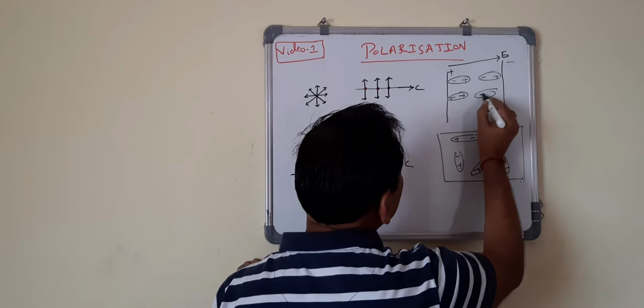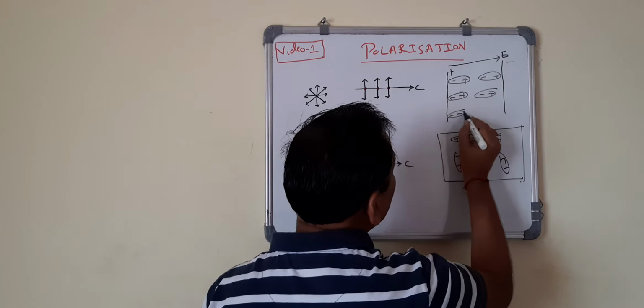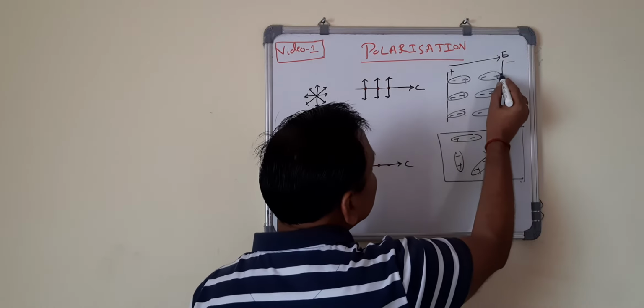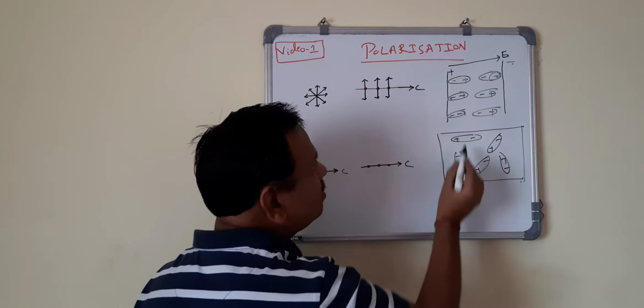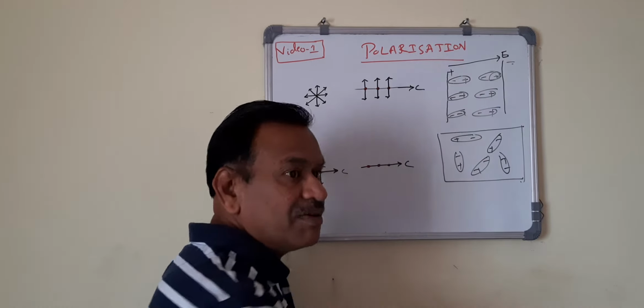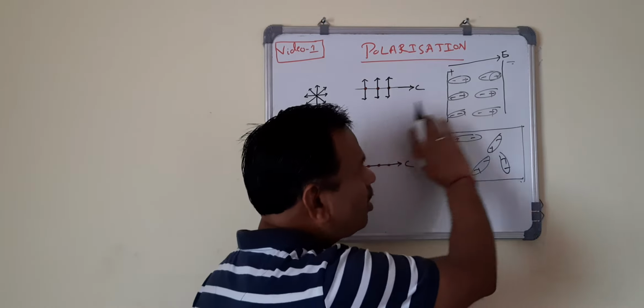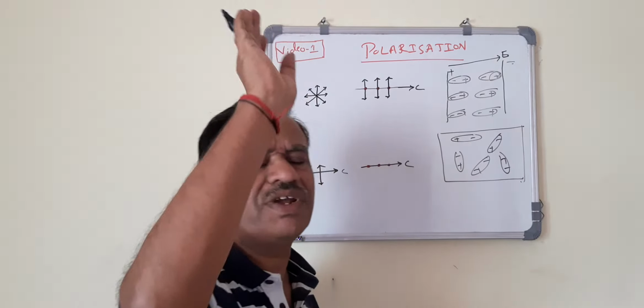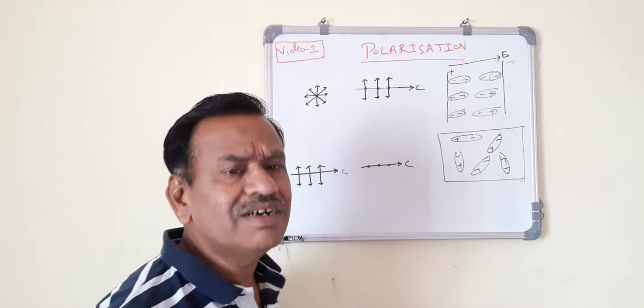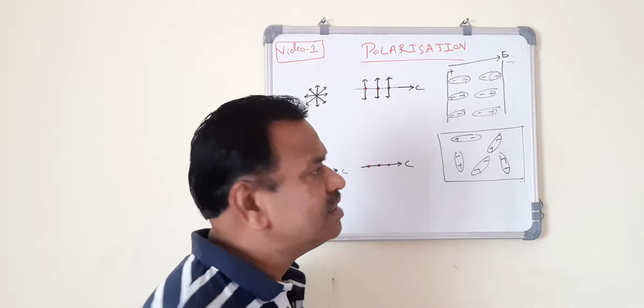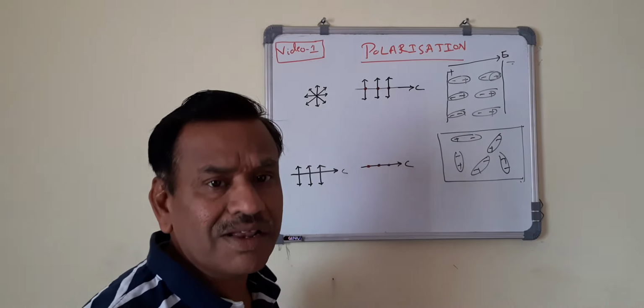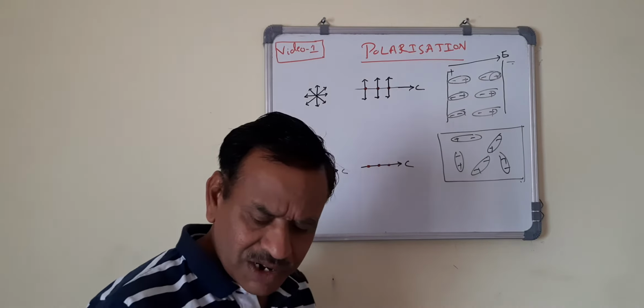Minus, plus, minus, plus. See, all are arranged like this, because the plus end is attracted to the negative and the minus end is attracted to the positive. All are arranged in a perfect orientation, a perfect direction. This is called polarization.